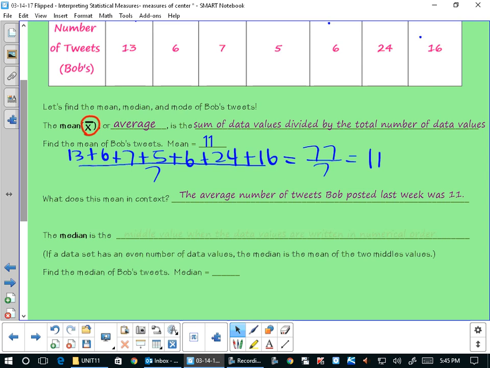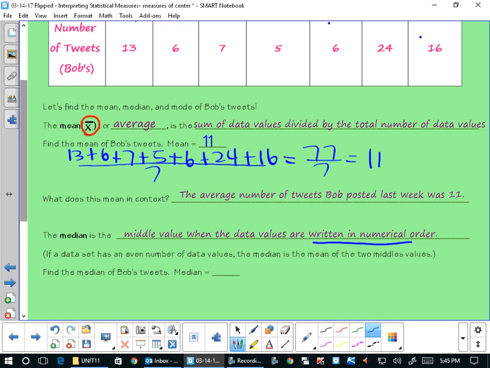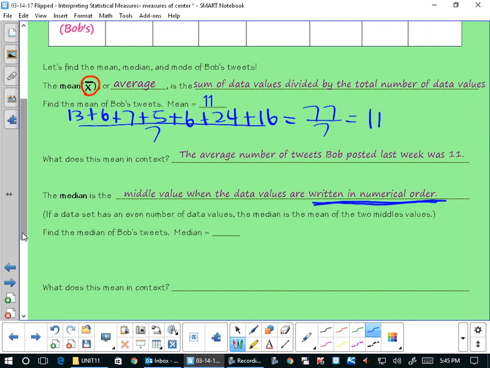Okay, the median is the middle value when the data values are written in numerical order. Okay, so this is important here. Written in numerical order. So write them in order from smallest to largest, and then you can find the middle value. Okay, the middle value will change depending on how many numbers there are. If it is an even number of data values, the median is going to be the average of the two middle values. So we'll see some examples of things like that too.